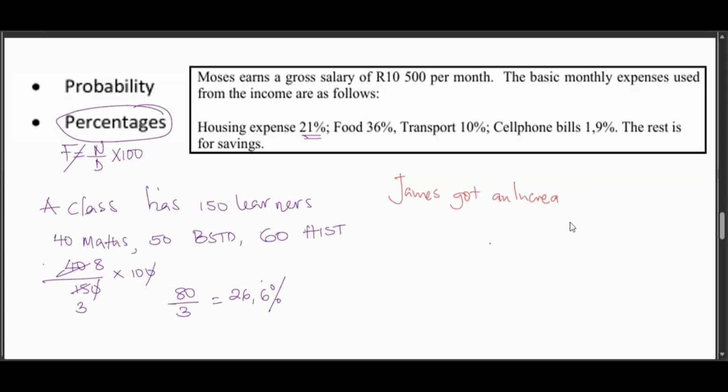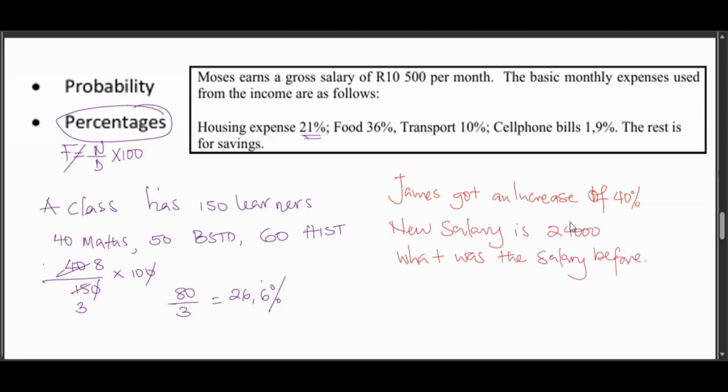Okay, he got an increase of 40%, let's say that. And the new payment is 24,000. You understand? So they want you to get the original. What was the salary before the increment? The original amount.